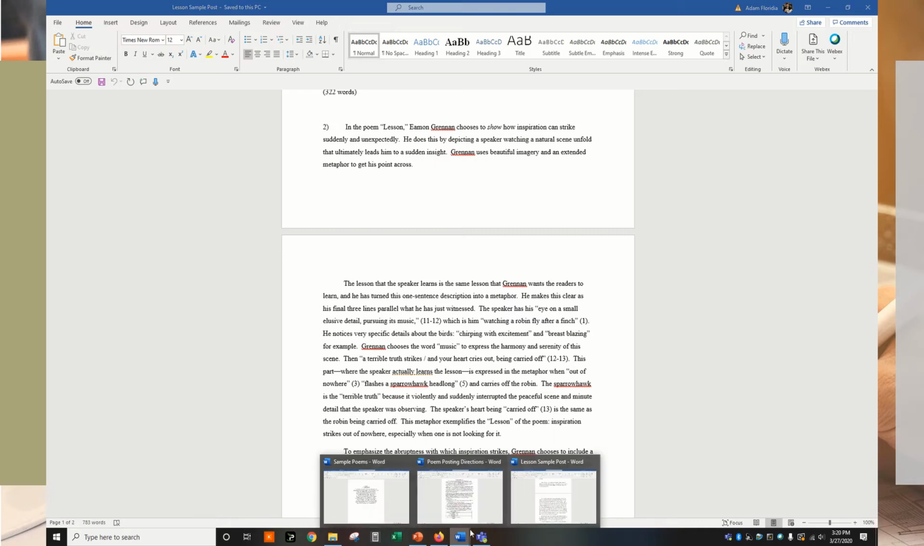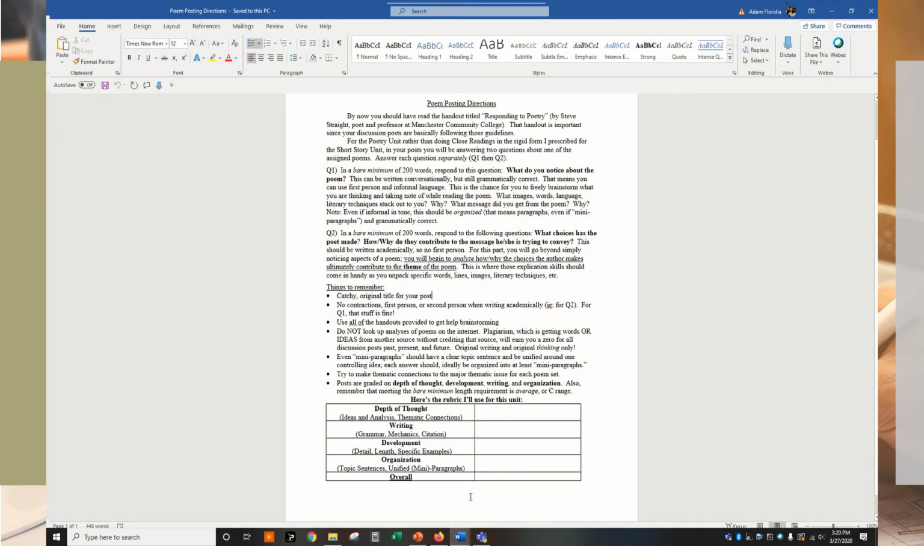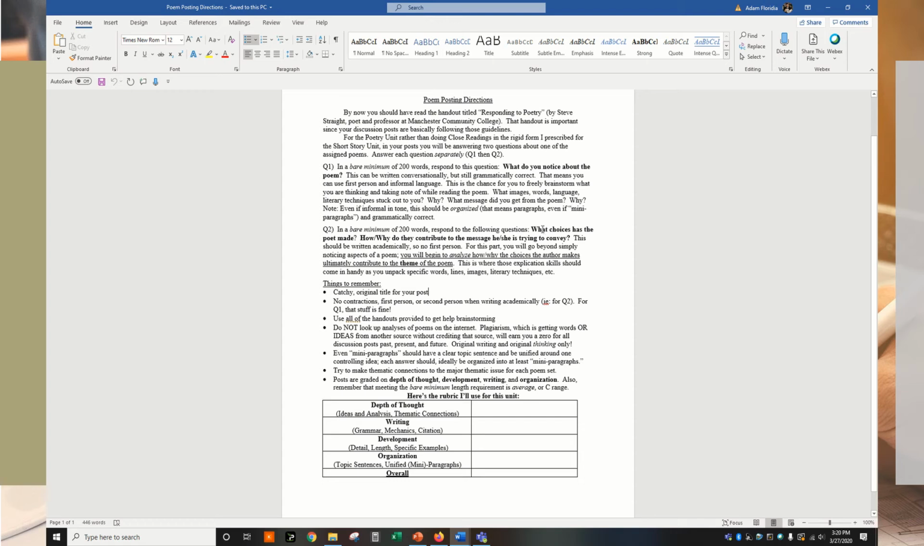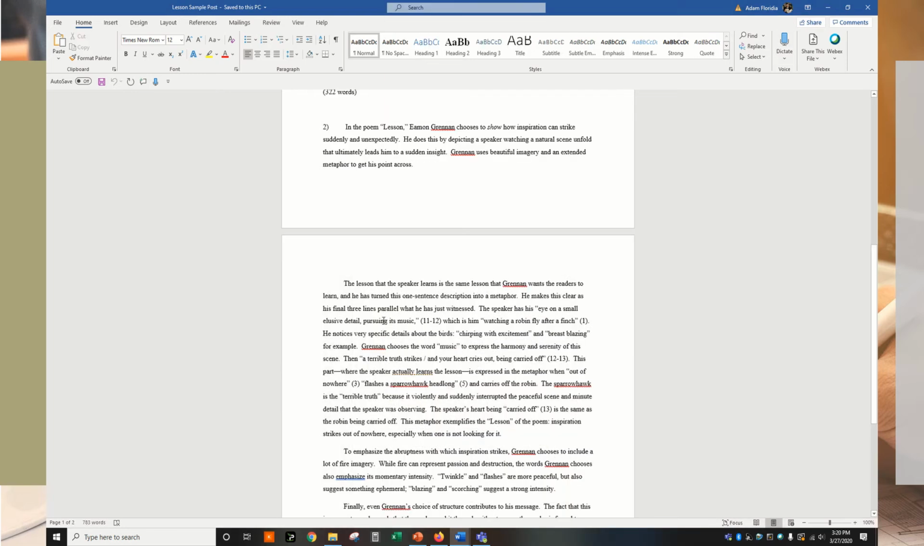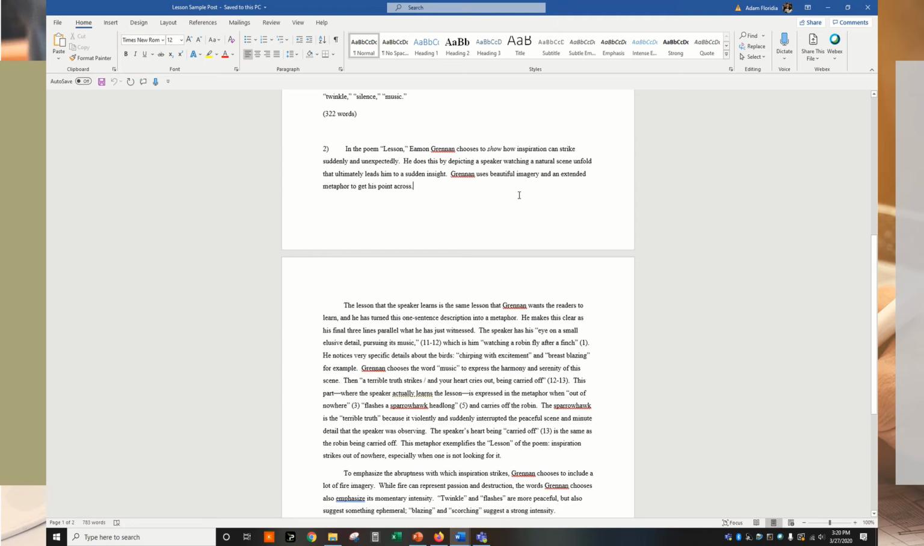So again, let's pull this up. Poem posting directions. What choices has the poet made? How and why do they contribute to the message he is trying to convey? Okay, so let's make sure I do that. In the poem "Lesson," Eamon Grennan chooses to show how inspiration can strike suddenly and unexpectedly. That's a choice he made. Notice I'm echoing the language of the question.